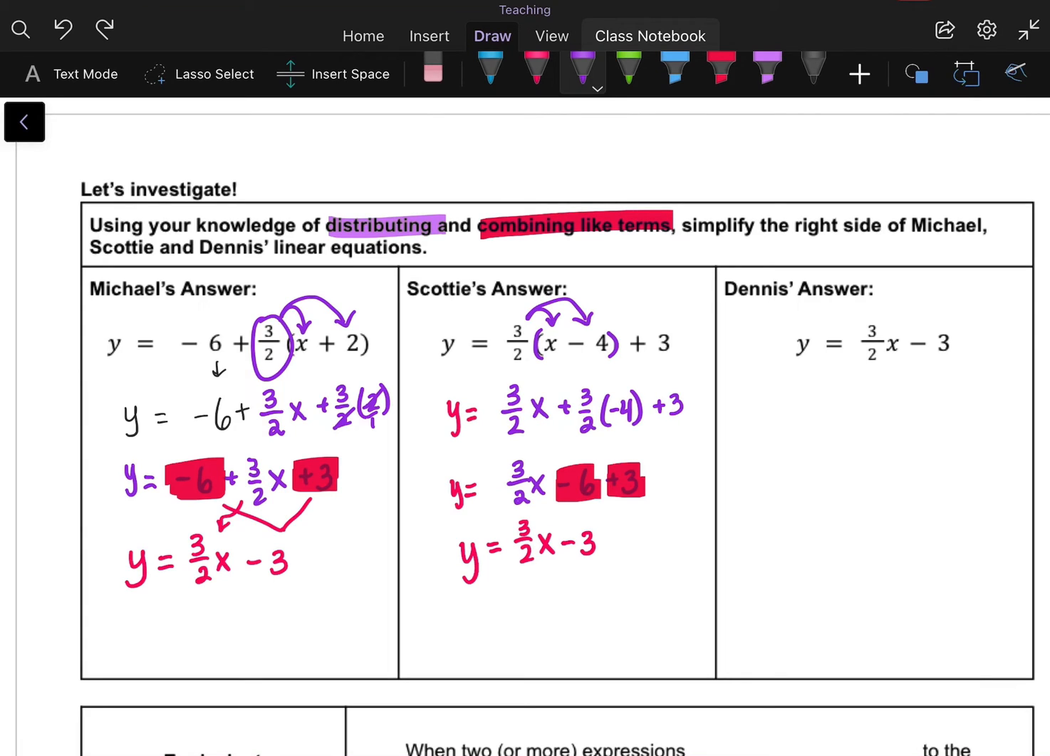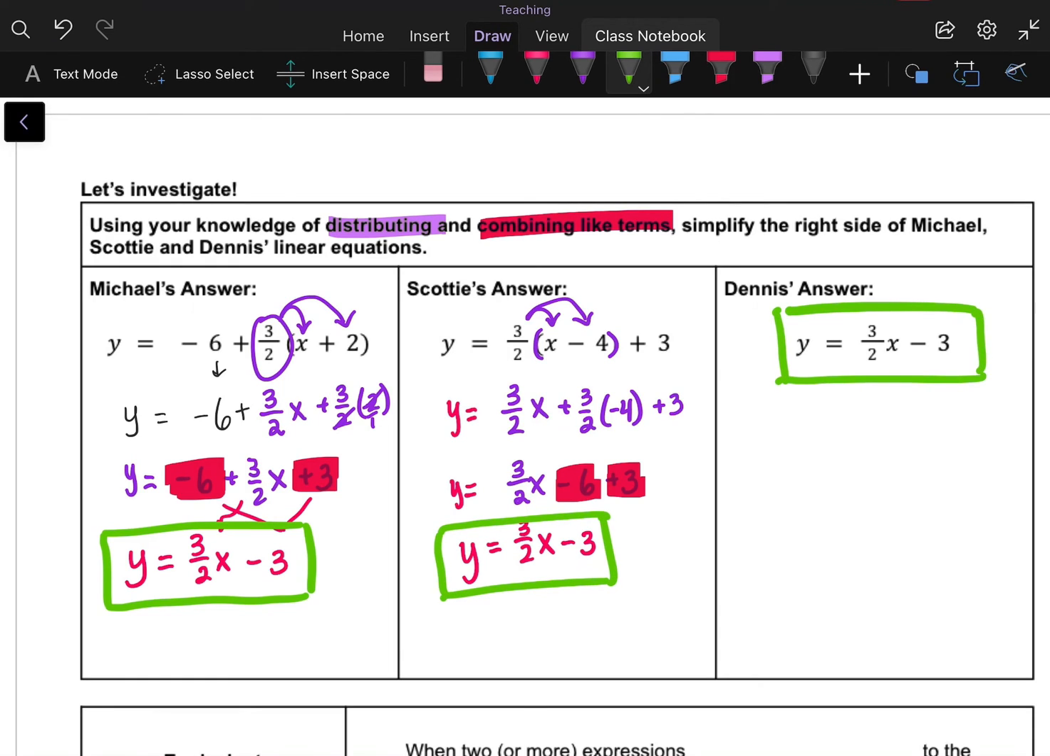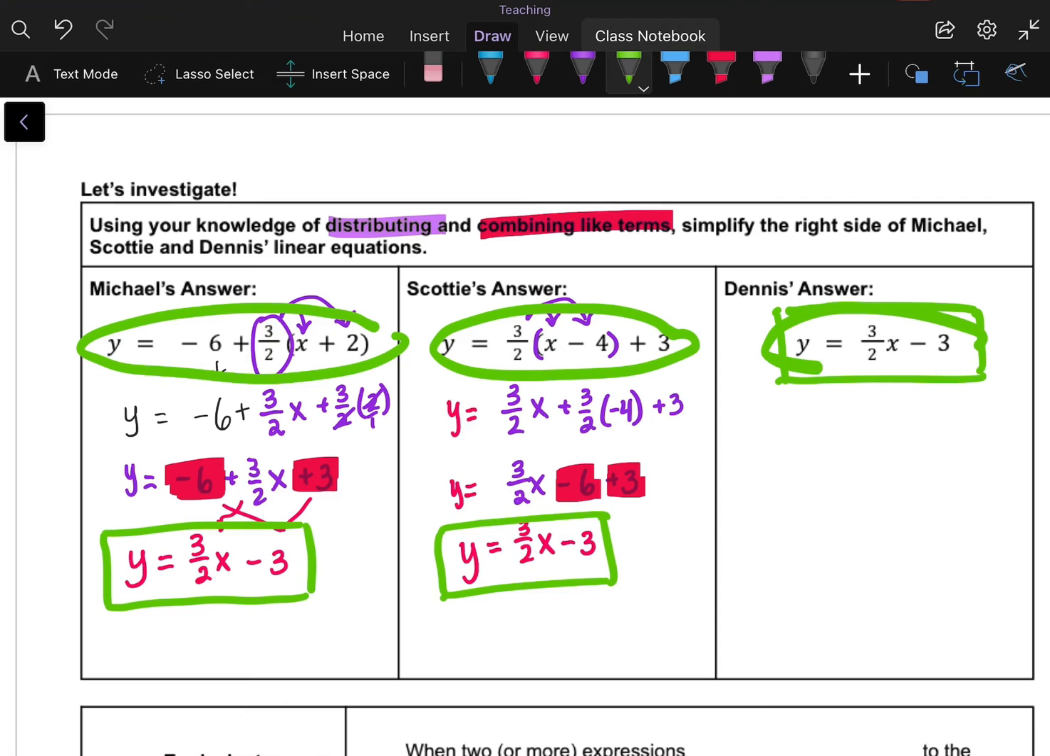So what do you notice about these 3 expressions that the students created and what they simplified to? Yeah, they all simplified to the same thing. Each one of them is y equals 3 over 2x minus 3. So when this happens, we call them equivalent equations. All of our beginning equations up here at the top are equivalent to each other. They started looking different, but they simplified to the same thing.